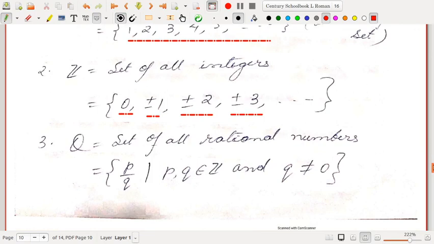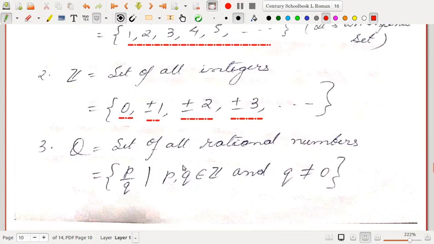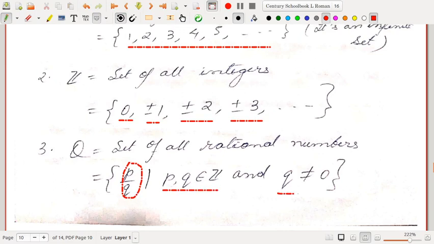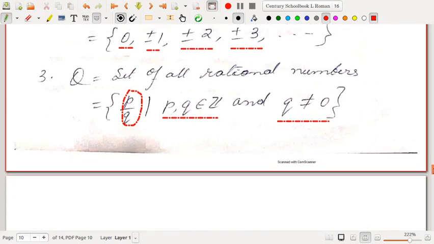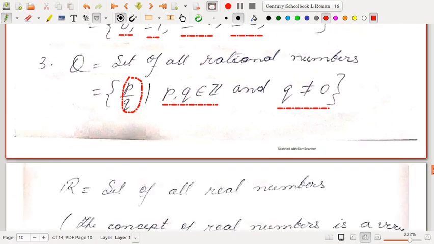And Q is the set of all rational numbers. Rational numbers means the collection of all numbers which are of the form p divided by q, where p and q are integers and the denominator q is non-zero. Okay, so the collection of all such numbers is called the rational numbers. And any number which cannot be written in this form is called an irrational number.